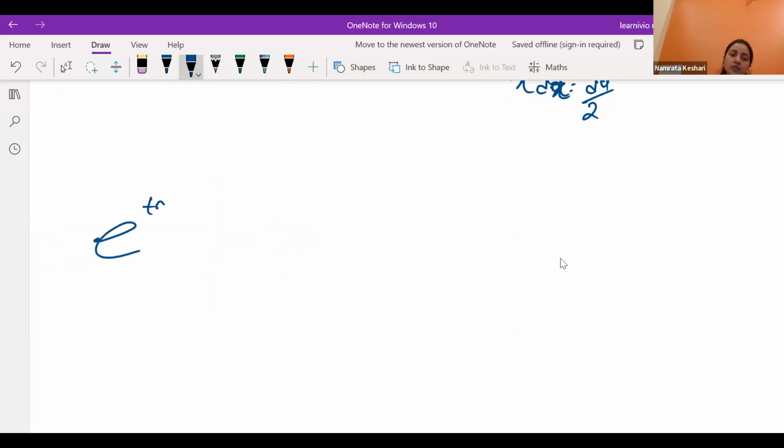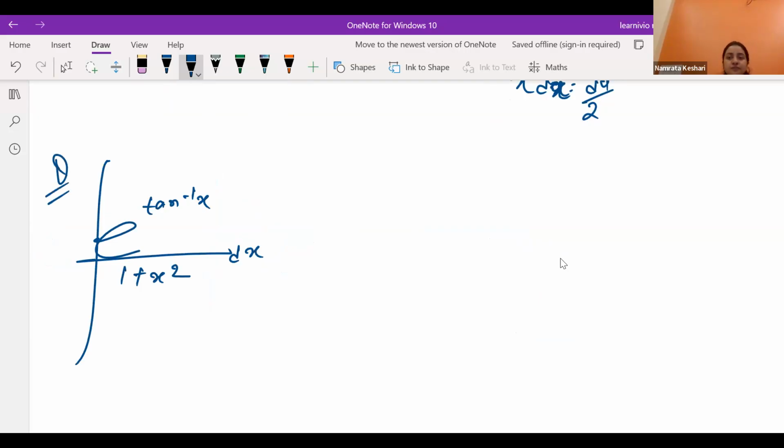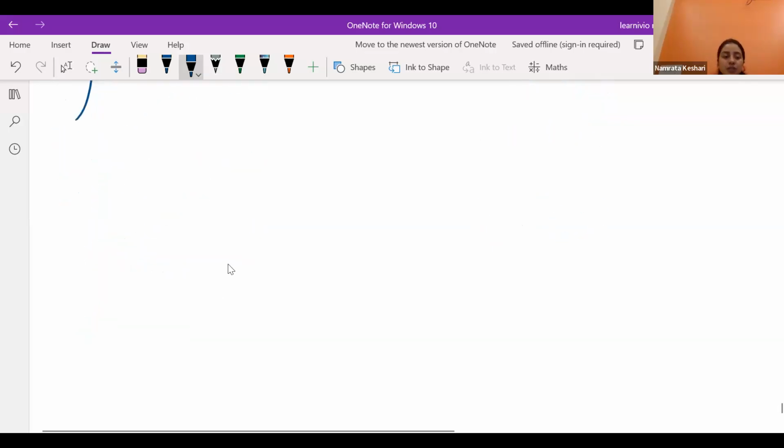e to the power tan inverse x over 1 plus x square. If we have to do the integration of this one, then what we'll be doing? Tan inverse x as u. Exactly, tan inverse x as a u you will be taking, and the denominator will get absorbed. e to the power u du, something like that, you will end up getting the result, which you can do easily. Now, what about this one?